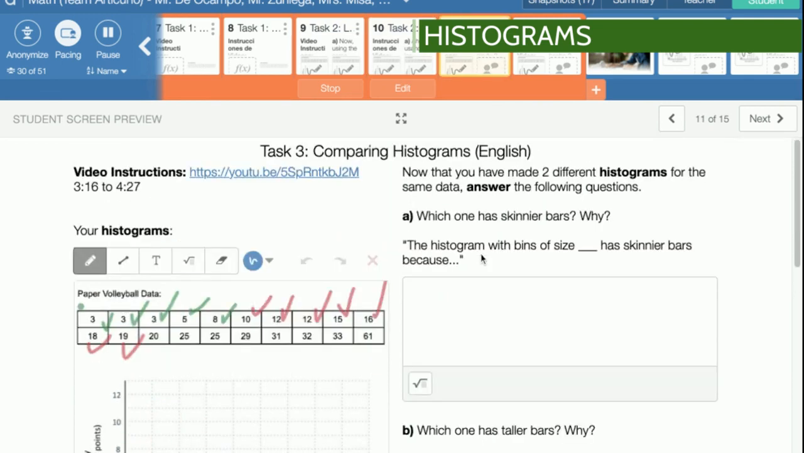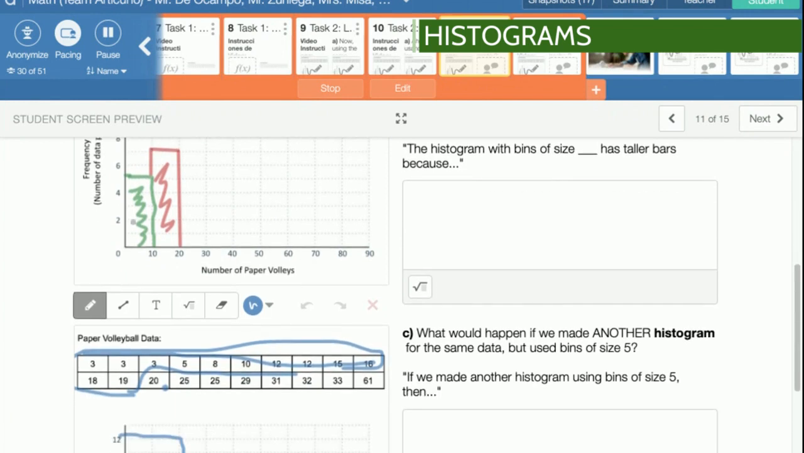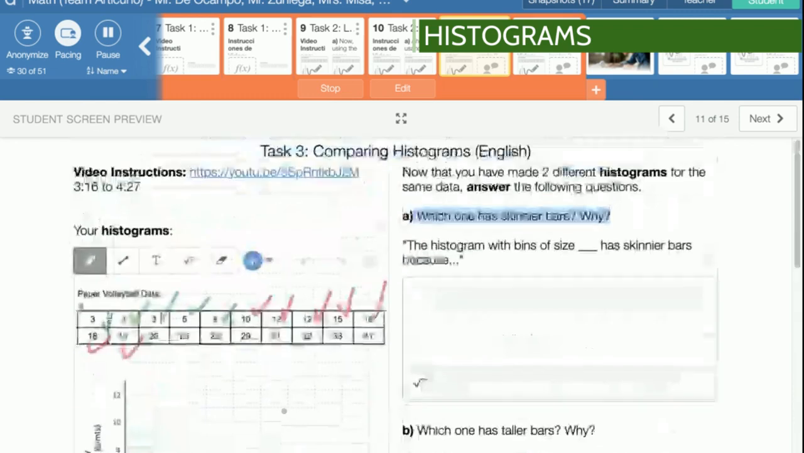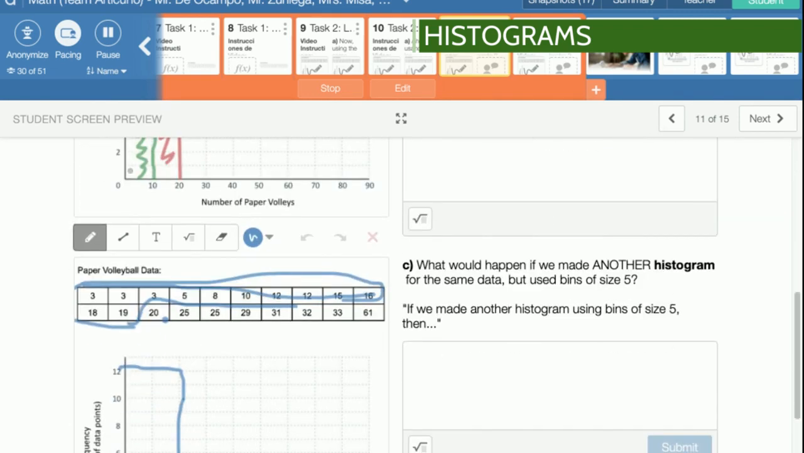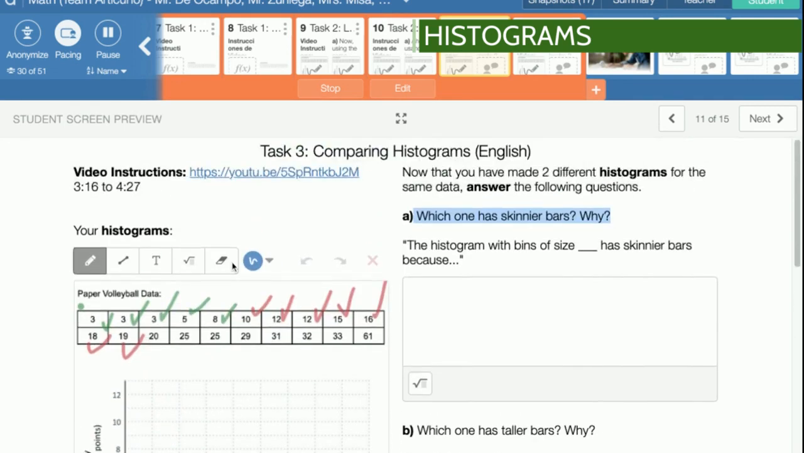Now over here, which one has skinnier bars? Okay. So these bars are by tens, are counting by tens. But these bars are by 20s. So which one has skinnier bars? These do. Okay. The bins of 10 have skinnier bars.